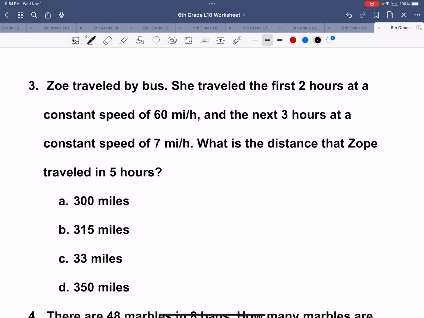Okay, so number 3. Zoe traveled by bus. She traveled the first 2 hours at a constant speed of 60 miles per hour. The next 3 hours at the constant speed of 7 hours. What is the distance that Zoe traveled in 5 hours?